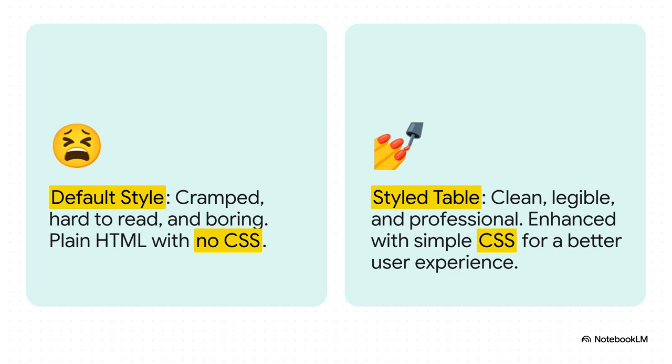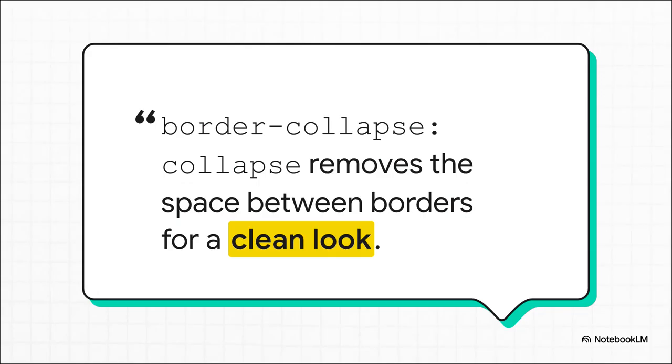But on the right, that is the exact same data, just transformed. It's clean, it's professional, and it's so much easier to understand. Here's one of my favorite pro tips for clean table design. It's a CSS property. See, by default, table cells have their own separate borders, which creates that kind of clunky, gapped look. But if you just add border-collapse, it merges them all into a single clean line. It is such a tiny change, but the impact is huge.